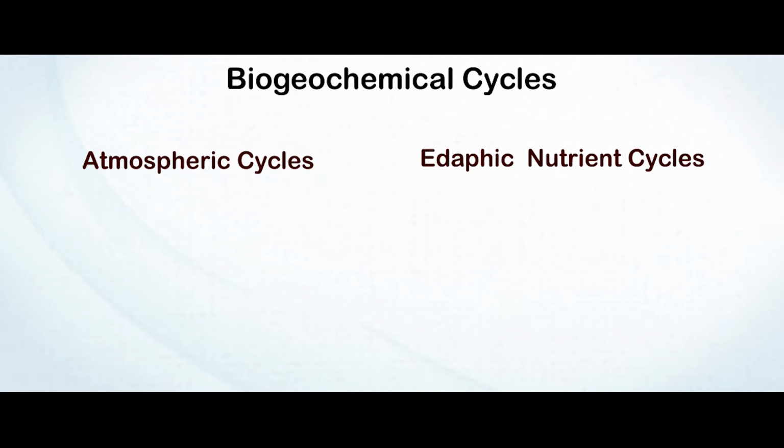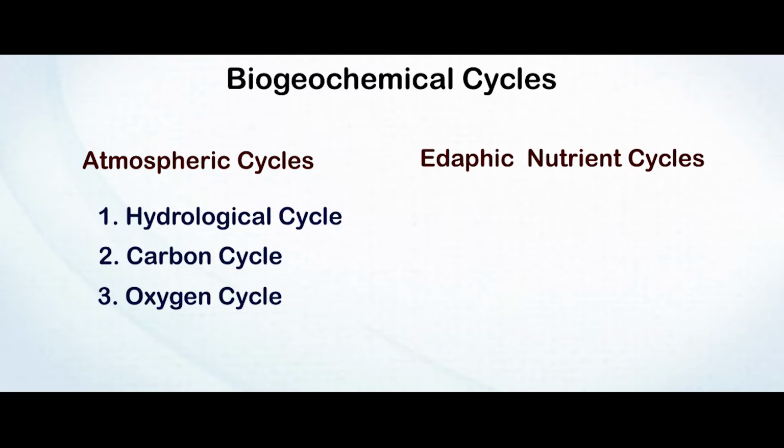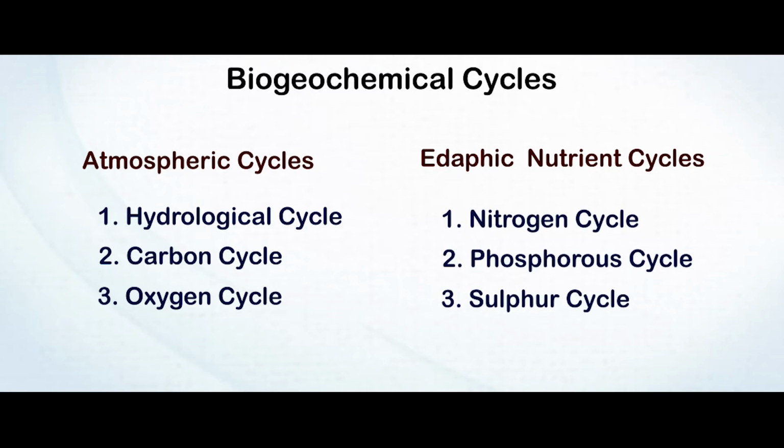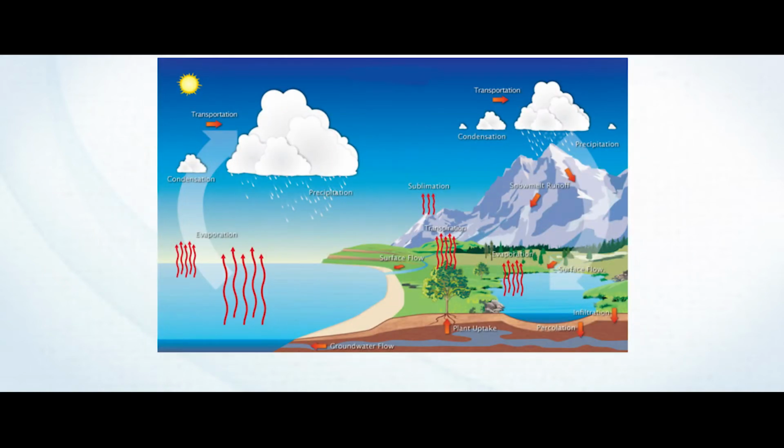Under the atmospheric cycle, we will be discussing the hydrological cycle, carbon cycle, and the oxygen cycle. Under the edaphic nutrient cycle, we'll be discussing the nitrogen cycle, the phosphorus cycle, and the sulfur cycle. Let's go through the first cycle, that is the hydrological cycle.